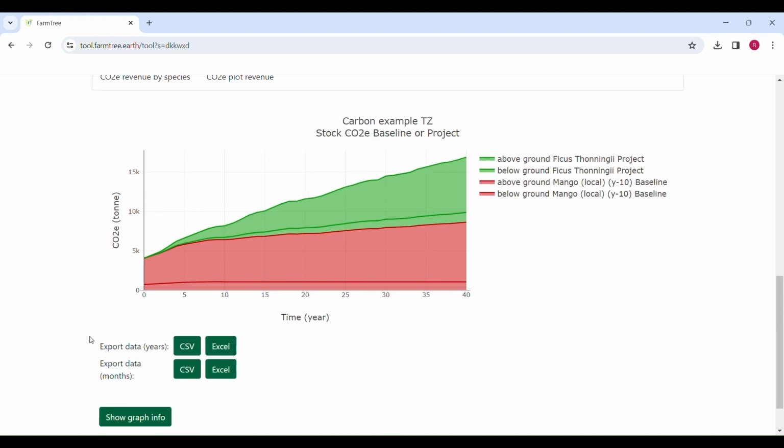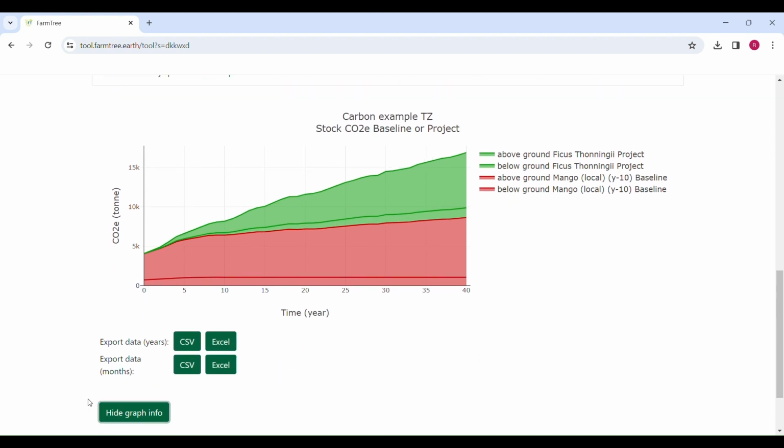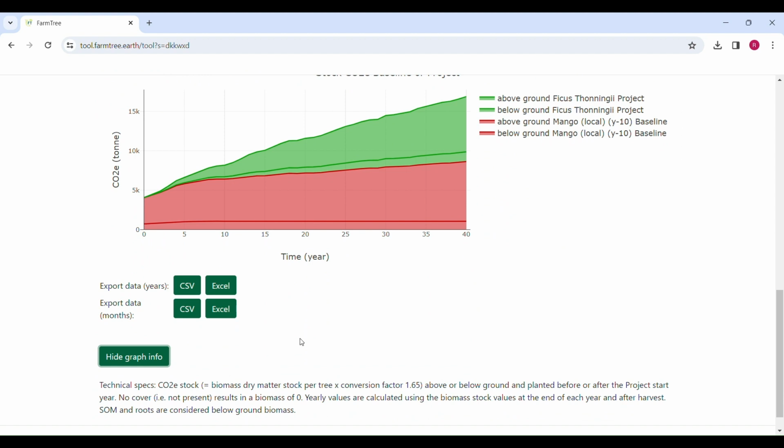Now don't forget that below every graph you can find some more info, and you can export the data both in yearly as well as monthly time steps.